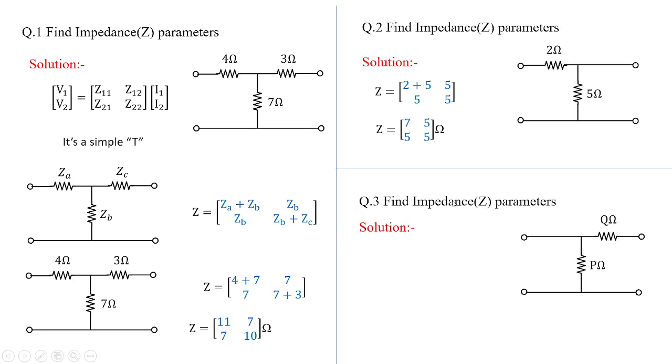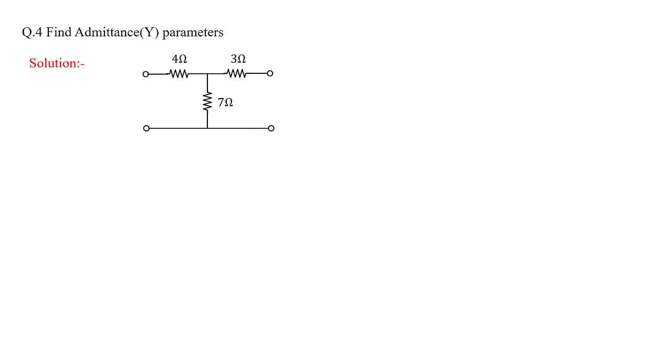Similarly, if we need to find the impedance parameters for this network which is shown with P ohms and Q ohms, you tell me the answer. It will be directly P, P, P, and P plus Q ohms. I hope you understood this shortcut.